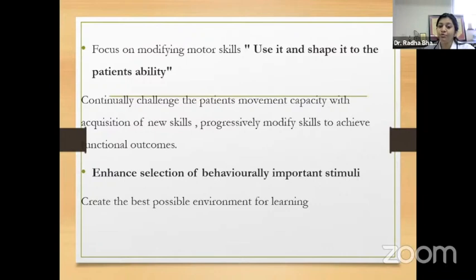Continually challenge the patient's movement capacity with acquisition of new skills, progressing and modifying skills to achieve the functional outcomes. If you have seen that your patient has achieved this, now move towards other. If you want variations in this, make the exercise more challenging so that you achieve your goal, whatever you and the patient have finalized to achieve.